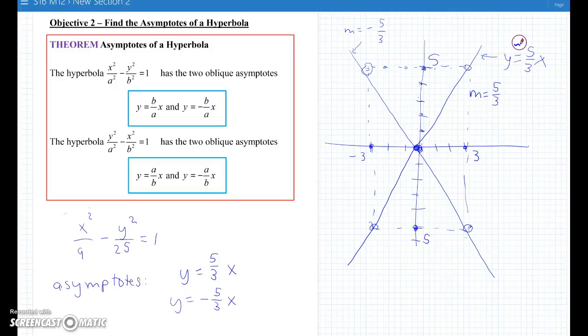Now this hyperbola that I wrote, we see cuts through the x-axis, so we know it opens right and left. But if we wanted the up-down, we would just reverse the order of the two terms. But the rectangular box and the asymptotes would be exactly the same.